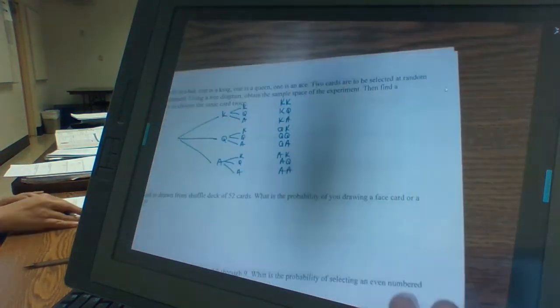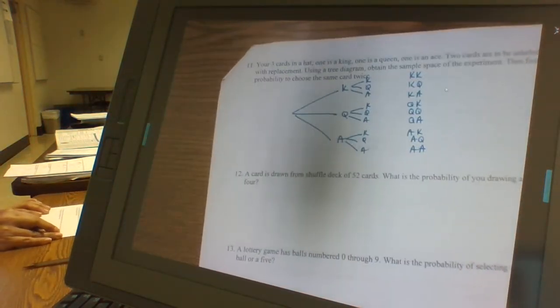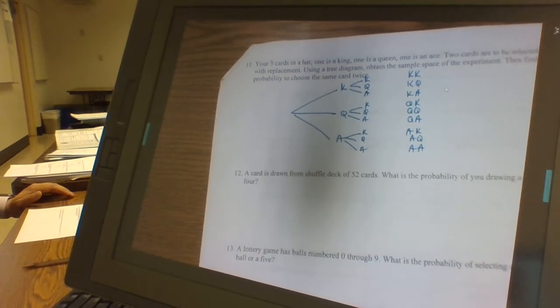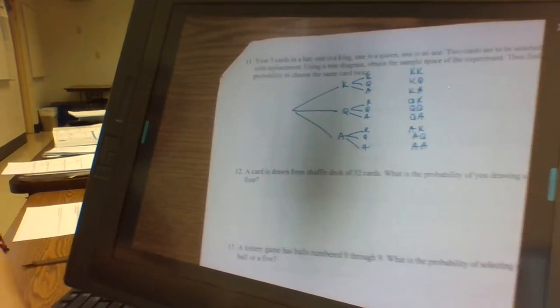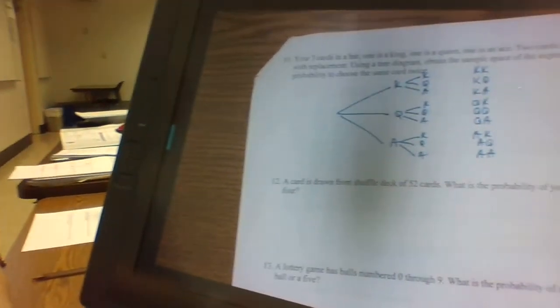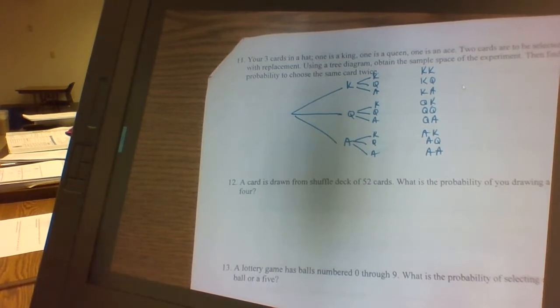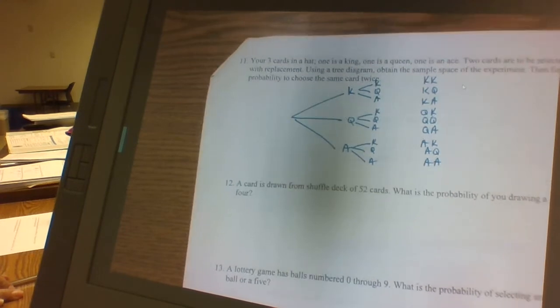So we have already done the sample space for this, right? We did it in one of the previous questions. Yes, we did. Now go ahead and answer the question on your paper. Find the probability that you would choose the same card. Write it down. Don't tell me. Not yet, please. Not yet.